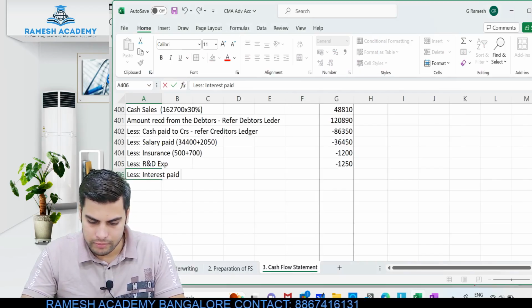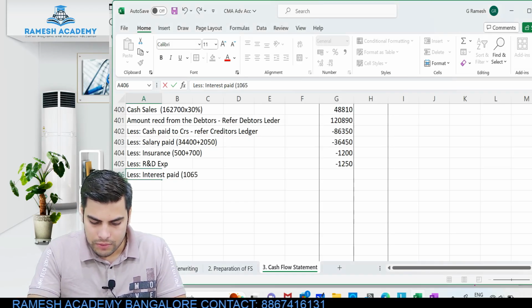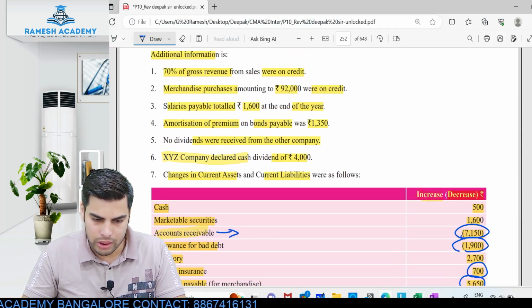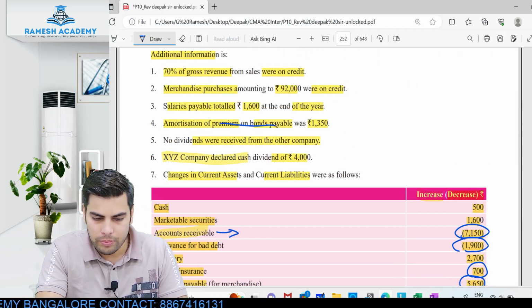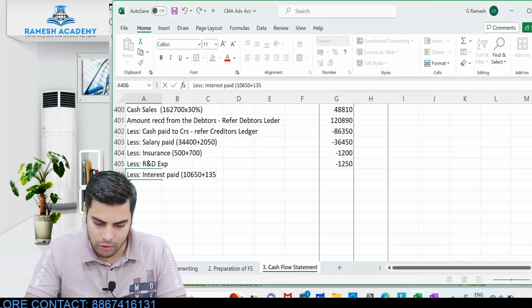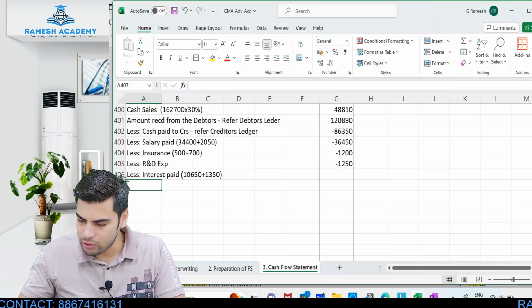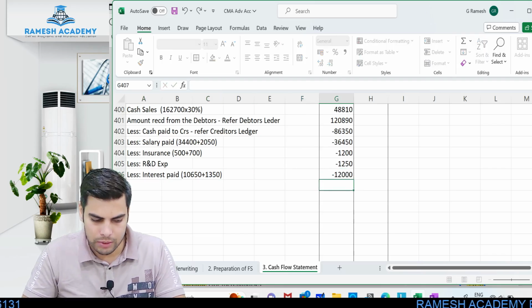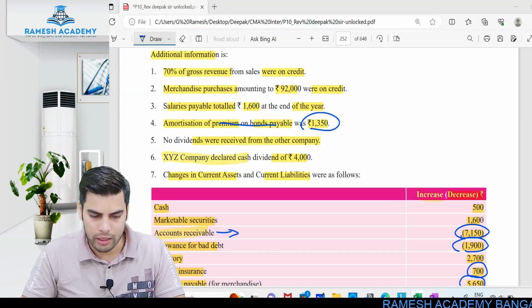Interest paid: 10,650 is the interest which I paid. Along with this, one of the adjustments they mentioned was premium on bonds which is payable, 1,350. So along with this, 1,350 of premium on bonds also I'm paying. So 10,650 plus 1,350, totally I'll be paying 12,000 rupees. That is premium as well as interest put together.